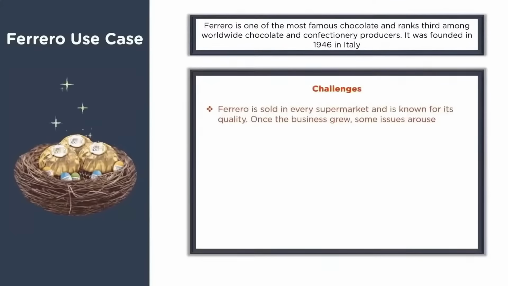The challenge here was that Ferrero, as we know, is sold in every supermarket and is known for its quality. Once the business grew, some issues arose, right? And that's what happens when the business grows. You have issues popping up, which could be related to the volume of data, the speed with which the data is getting generated, the variety of data, and also looking at your platforms which support different dynamic applications or your scalability requirements, performance requirements, and so on.